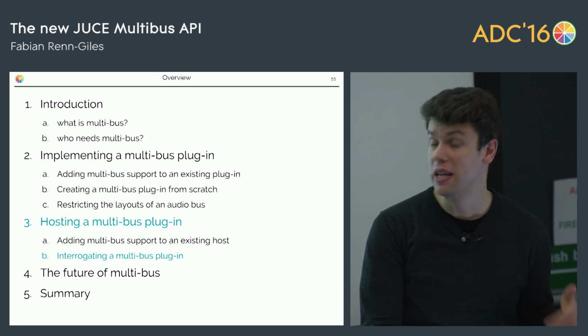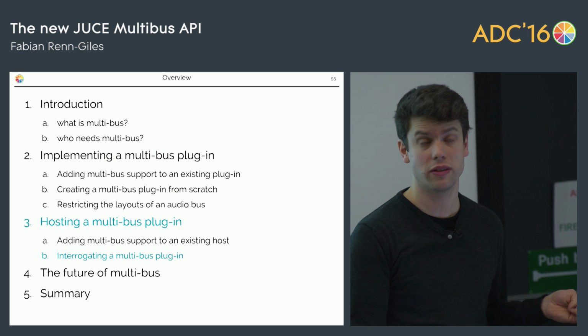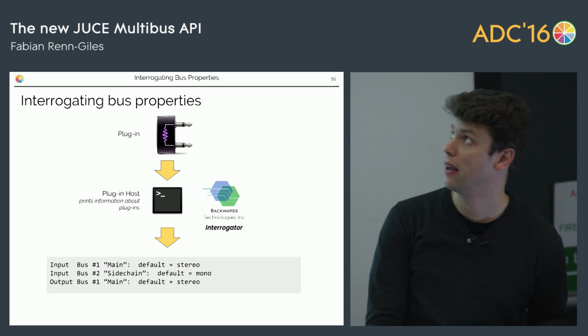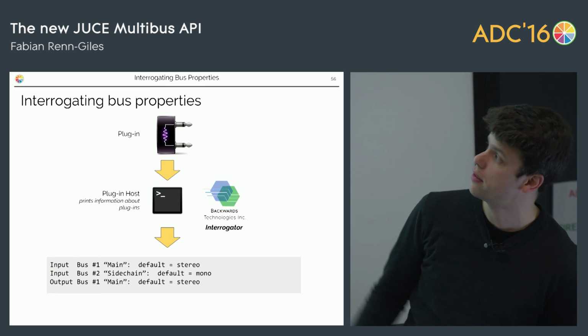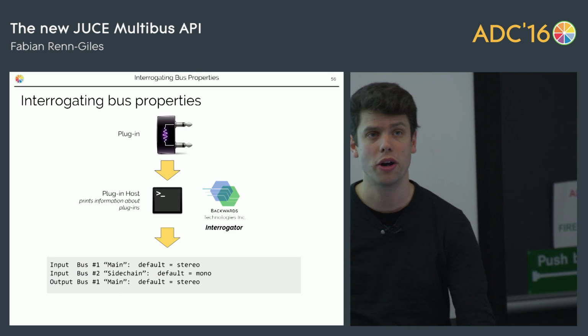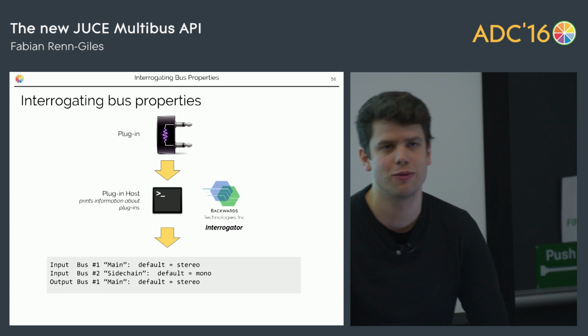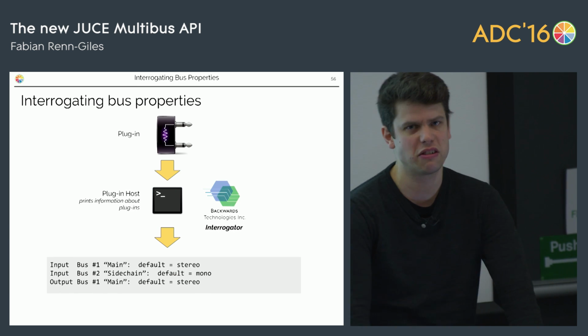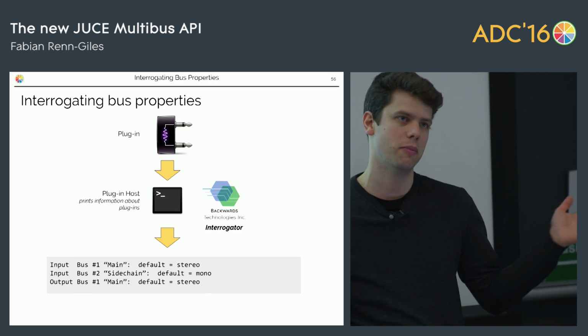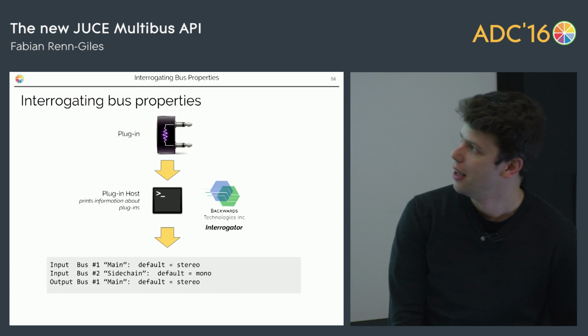And another big feature that came into Multibus hosting is that you can interrogate Multibus plugins. So let's say Backwards Technologies got a bit more modest, and now they just want to write a little console application which interrogates your plugin. It just spits out as much information as it can about your plugin.